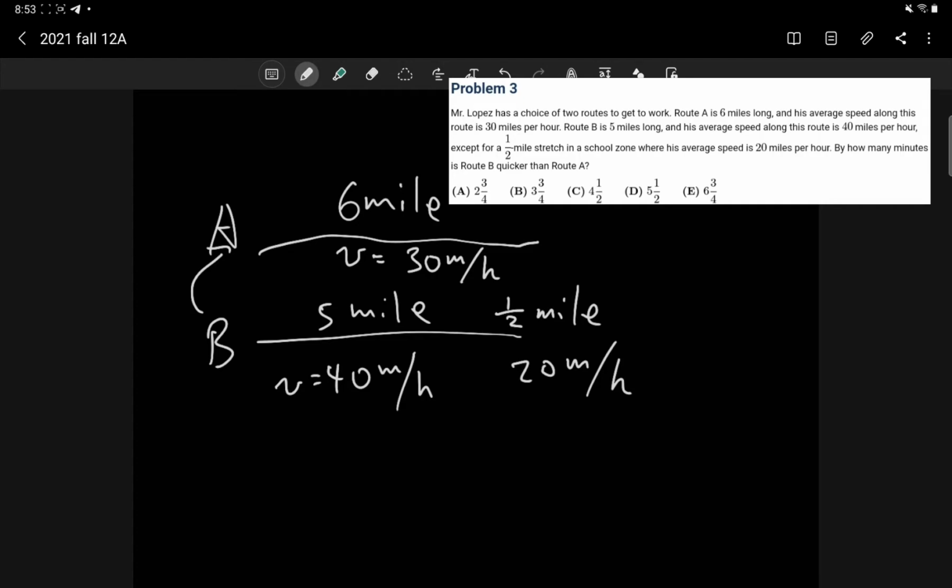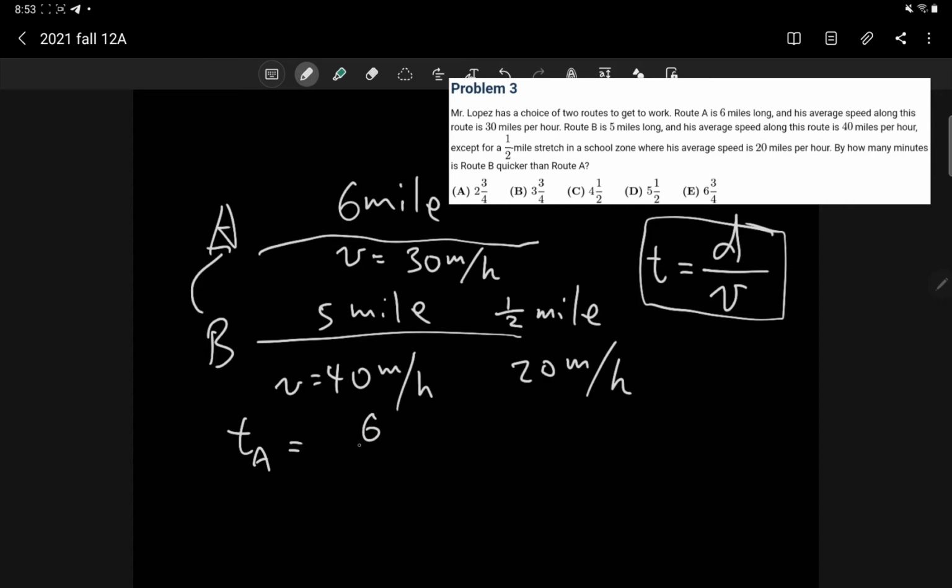Anyway, the only thing we need to worry about is the formula that time is always equal to the distance divided by velocity. I think that is the golden formula here. If you go back to the original question, the time of A is equal to 6 miles divided by 30 miles per hour.